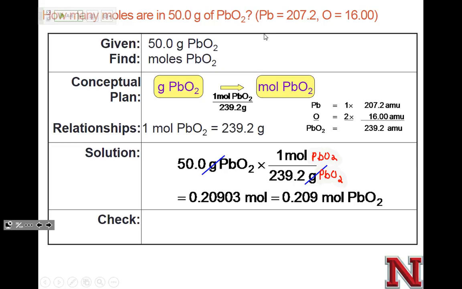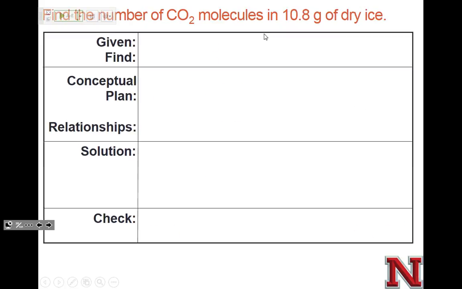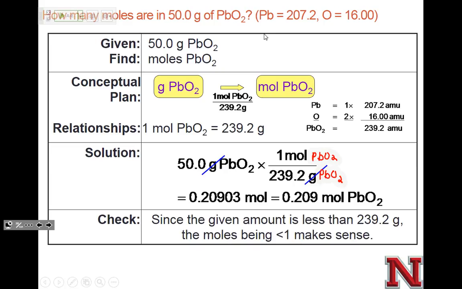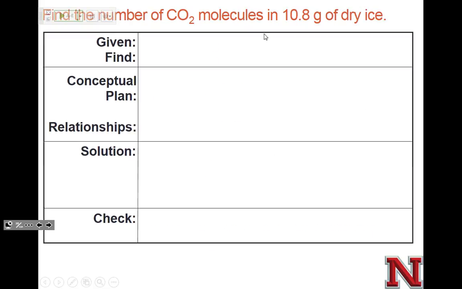And according to this, we started with 3. So we should have 3 of our significant figures. And since our given amount, we were given less grams than how many grams we have per mole, it makes sense our moles are less than 1. If we had 500 grams, then it would make sense that number would be more than 1, because we know how many grams we have per mole. So we can always rationalize that.